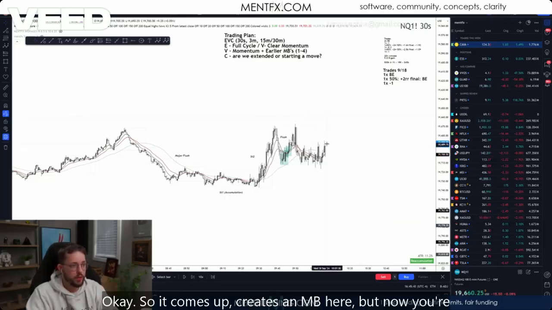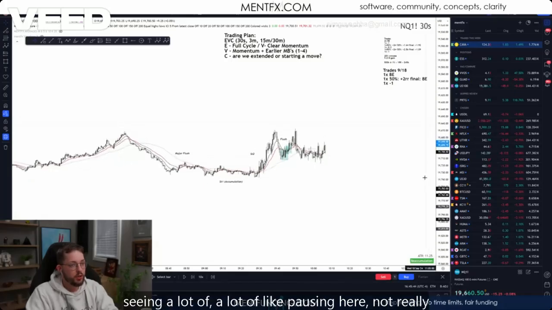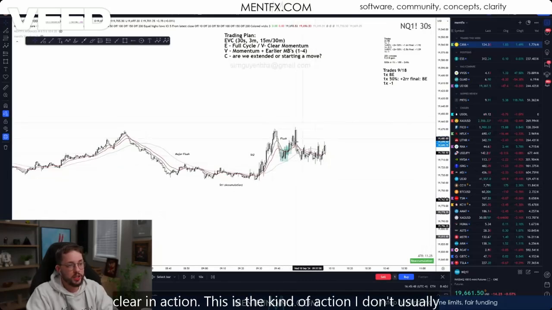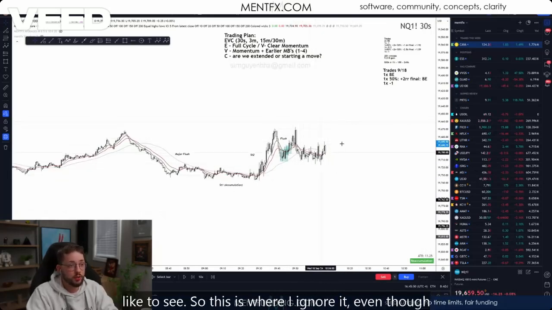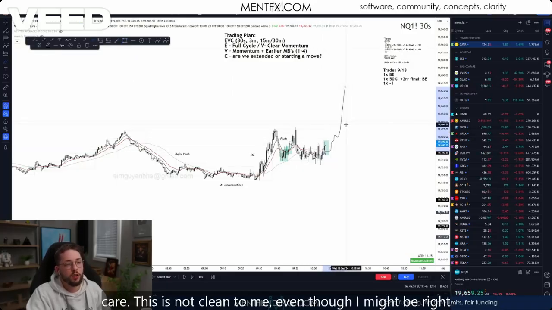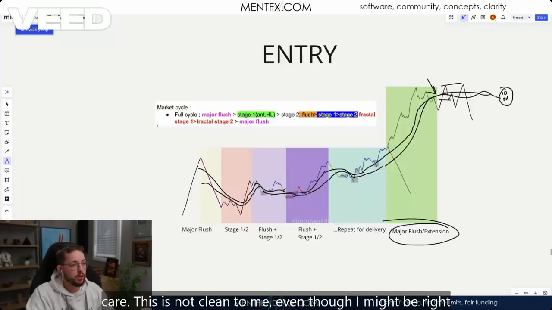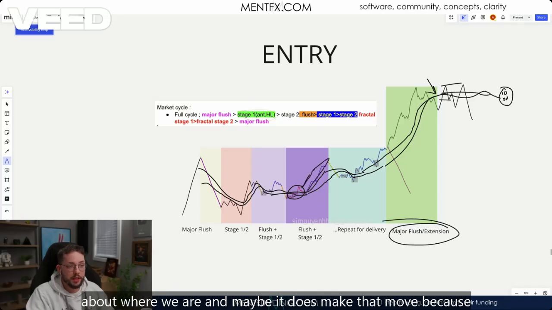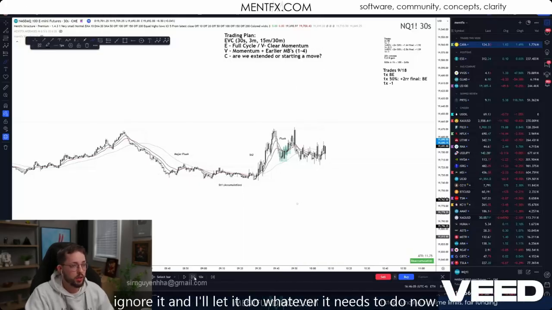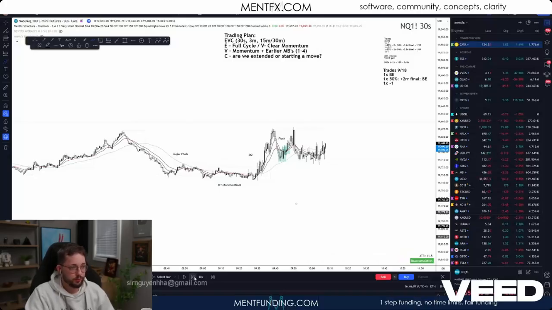Okay, so it comes up, creates an MB here, but now you're seeing a lot of pausing here, not really clear action. This is the kind of action I don't usually like to see. So this is where I ignore it. Even though, again, this may work and price may go, I don't care. This is not clean to me. Even though I might be right about where we are and maybe it does make that move, because of the unclarity in terms of what I'm looking for, I simply ignore it and I'll let it do whatever it needs to do now.